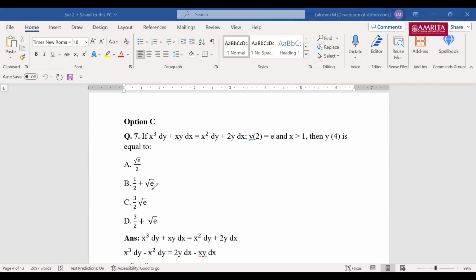1 by 2 plus root e. Is that the answer? Okay, let's see. I think Mohit, if there, yes, I saw your chat. Okay, completely fine. Okay, now it's root 3 by 2 root e. Okay.